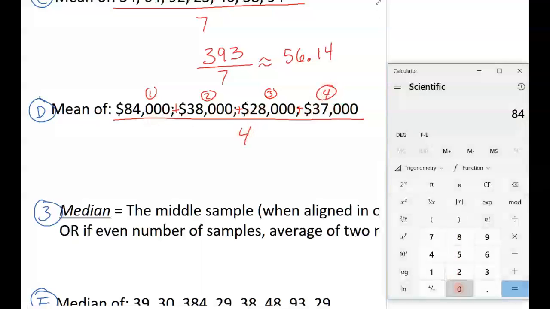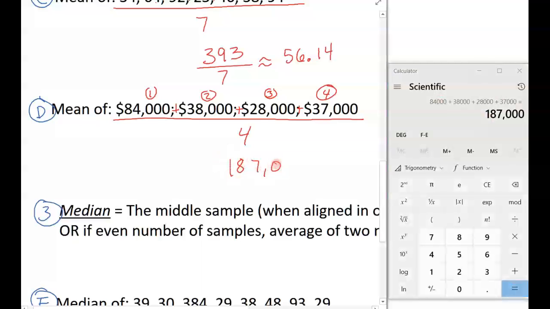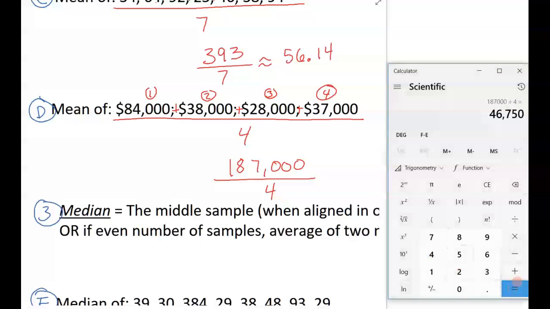So I have 84,000 plus 38,000 plus 28,000 plus 37,000. Then I'm going to hit equals after all of my adding and get that subtotal. The best shortcut is to do it right the first time. Divide that by 4.